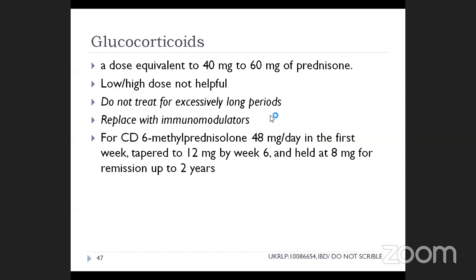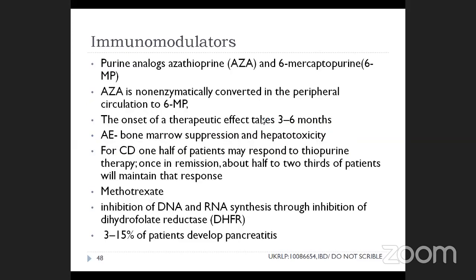So as I said already, the two most important immunomodulators are azathioprine and 6-mercaptopurine. Azathioprine is the prodrug form of 6-mercaptopurine, and the therapeutic effect starts from 3 to 6 months. It does not show its effect immediately after intake of these immunomodulators. The adverse effects are bone marrow suppression and hepatotoxicity.